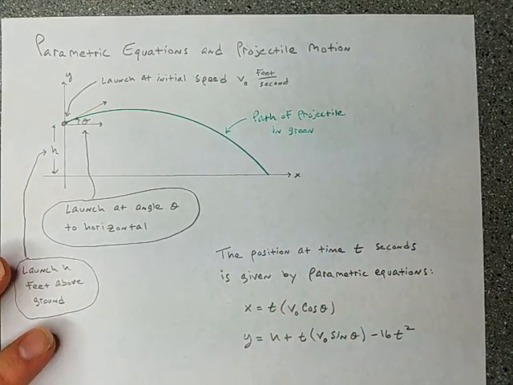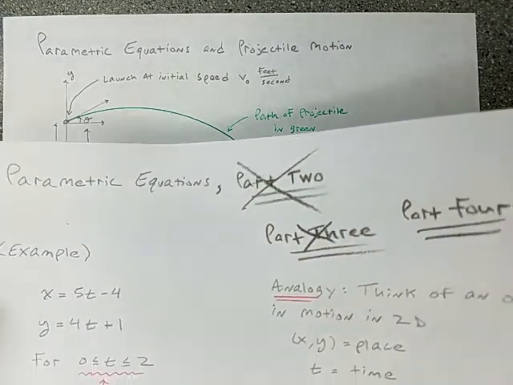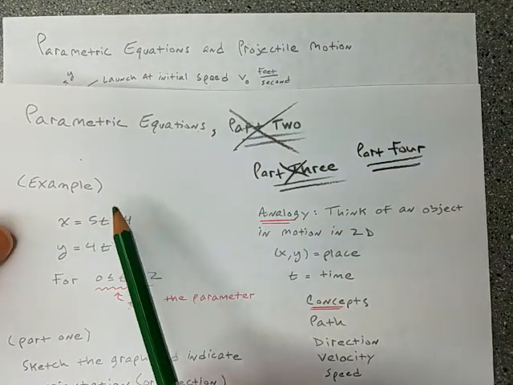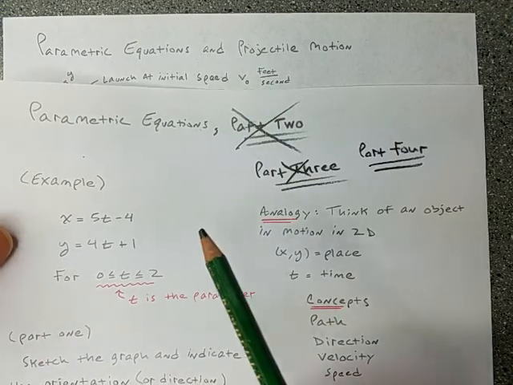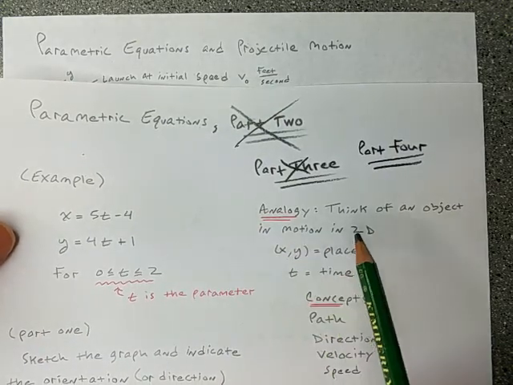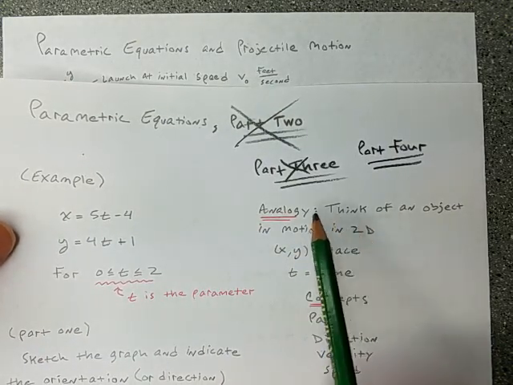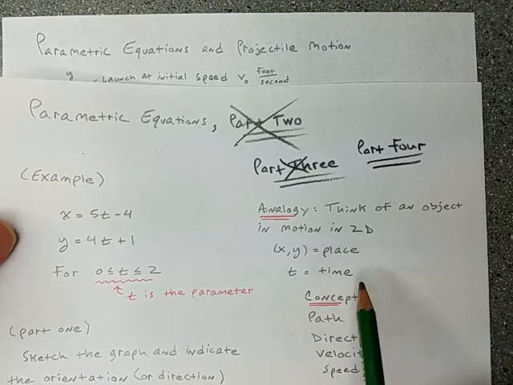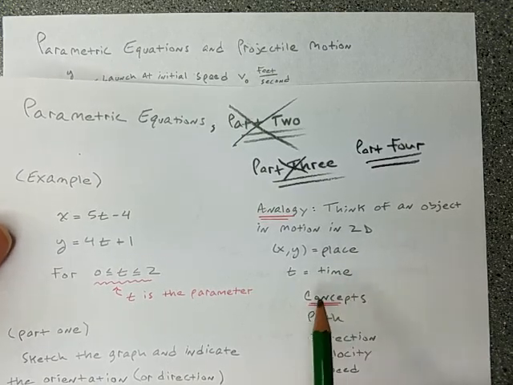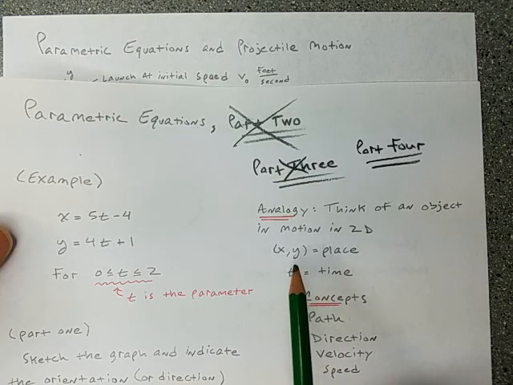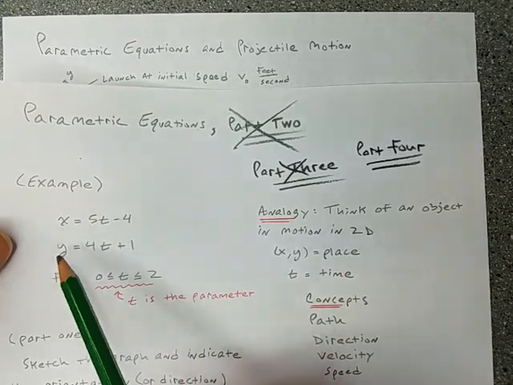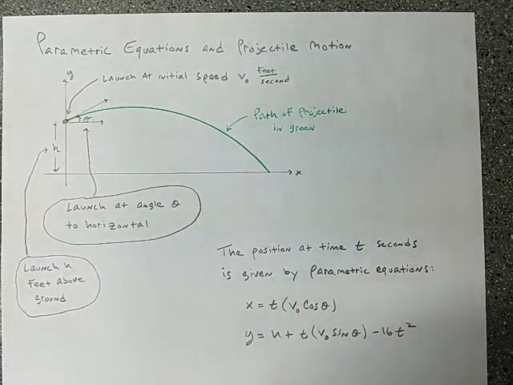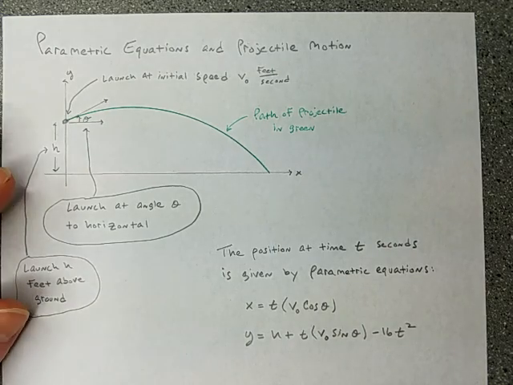Now that's like my very first example that I gave you with parametric equations. I said you could think of it like that: it's motion, and x and y is a place in two-dimensional space, and t is time. And if something's in motion, every time it is at a certain place. And that's what these equations do for us. So you can think about it like that.